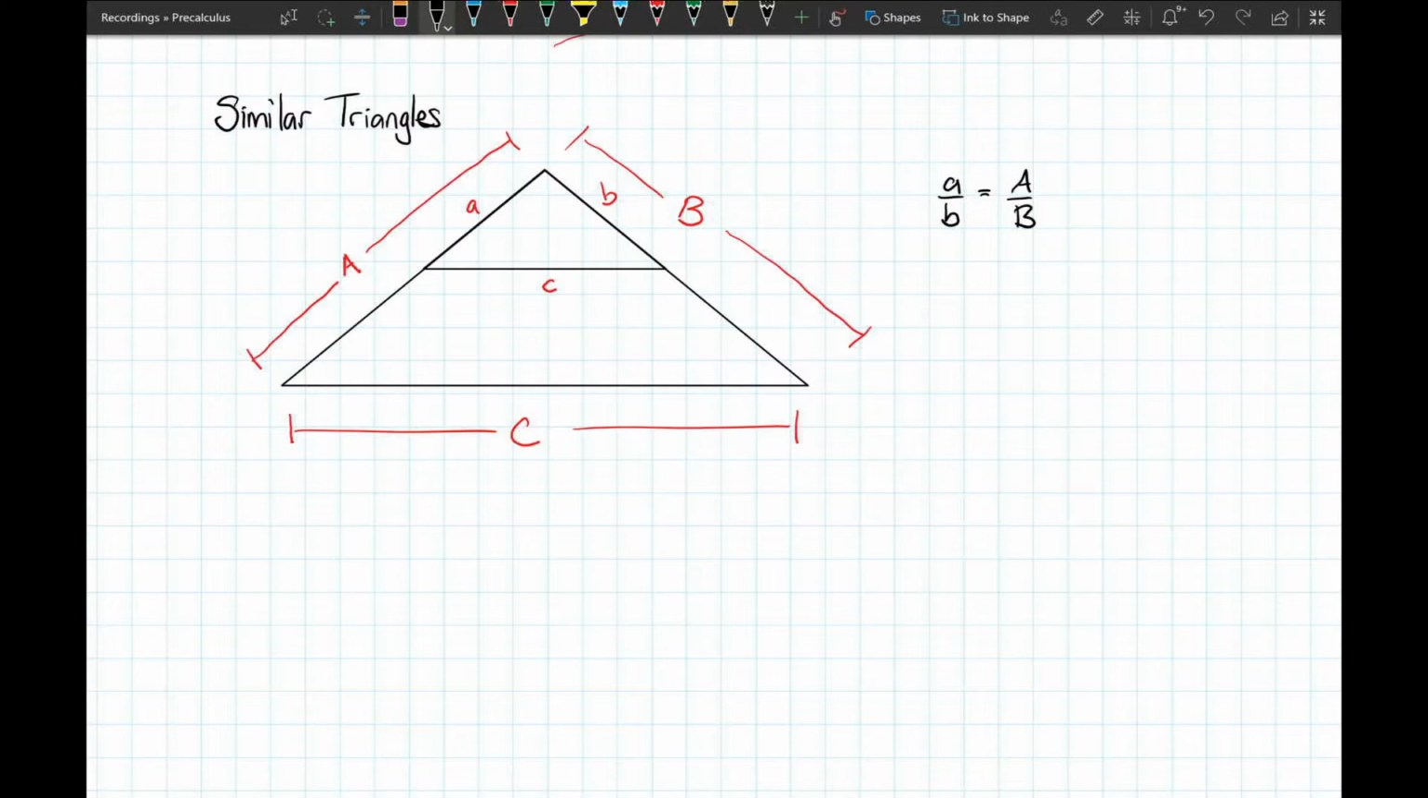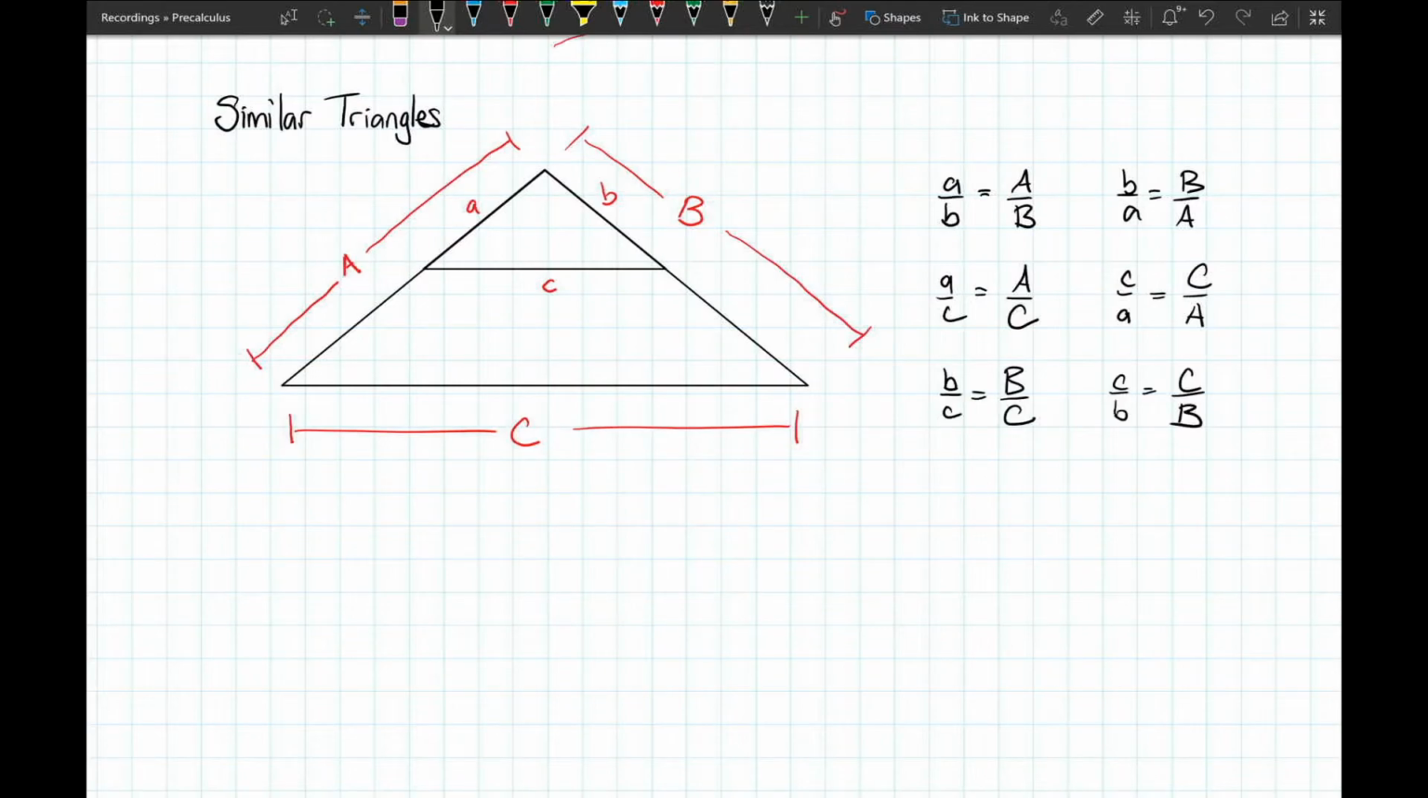And then, of course, if you wanted to flip that, we could also have b over a equals capital B over capital A. And think about all the ratios you can form, not just a over b or b over a. We could do a over c and c over a. Or we can do b over c and c over b. Now, the property of similar triangles can also show up in some word problems. And let's take a look at examples.